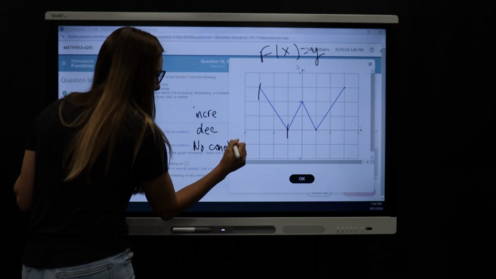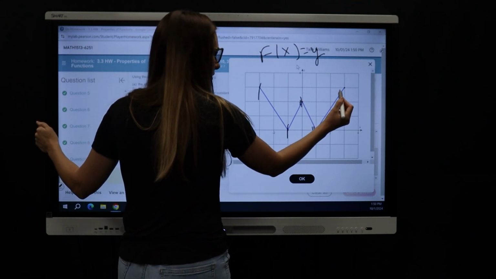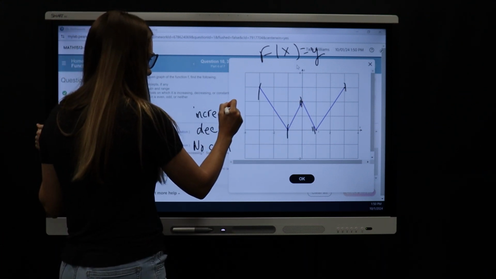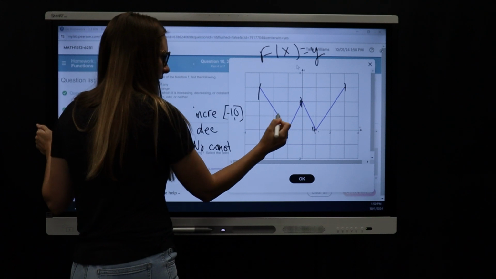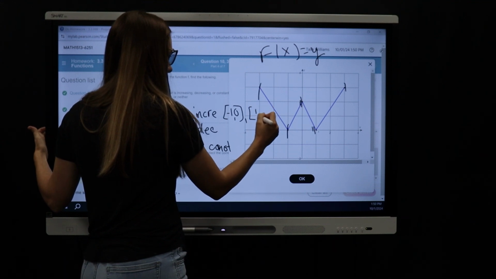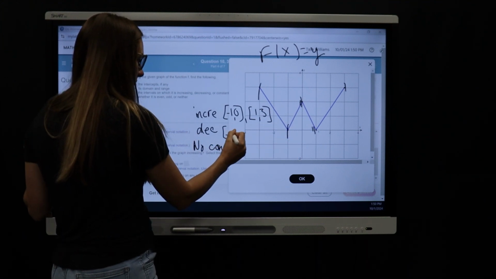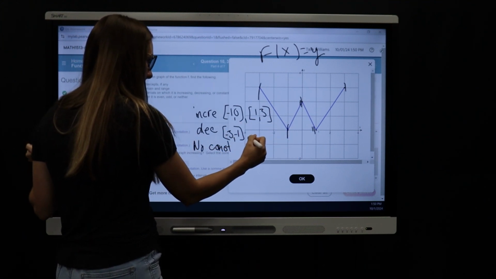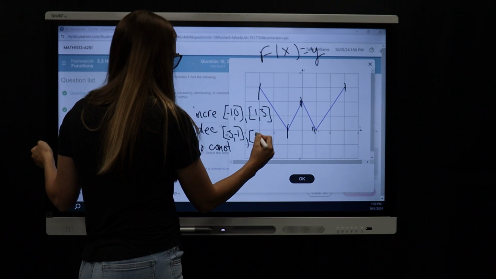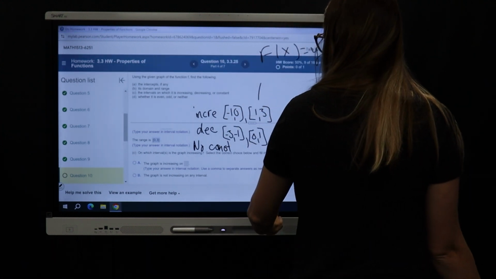There's no flat line. So our increasing intervals then, these are all our changing points. So we increase from -1 to 0. That's our first one. Then it goes back down, and then from 1 to 3, it's also increasing. Okay, decreasing from -3 to -1. And then it increases, and then we decrease right here from 0 to 1. And then there's no constant.